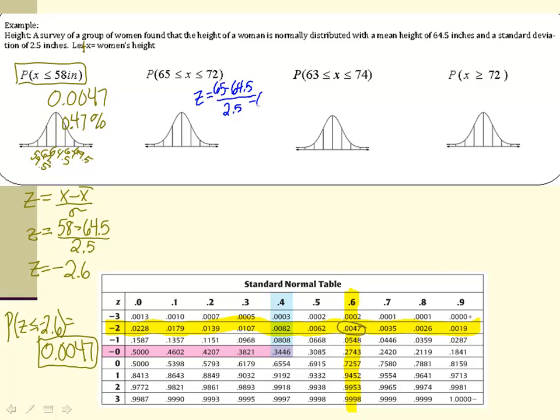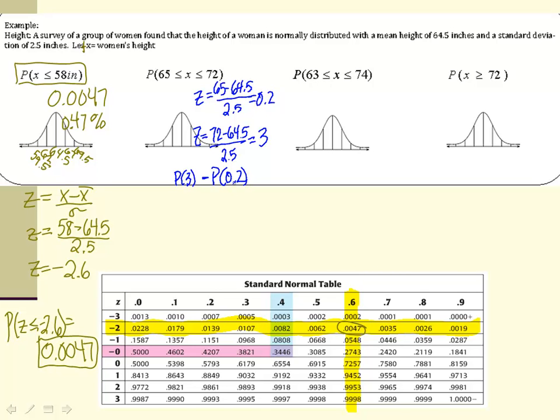If you do that, that's 0.2. Now, we're going to find the z-score for 72. So that's 72 minus our mean divided by our standard deviation, and that's 3. Okay? So we're going to do the probability of 3 minus the probability of 2/10.